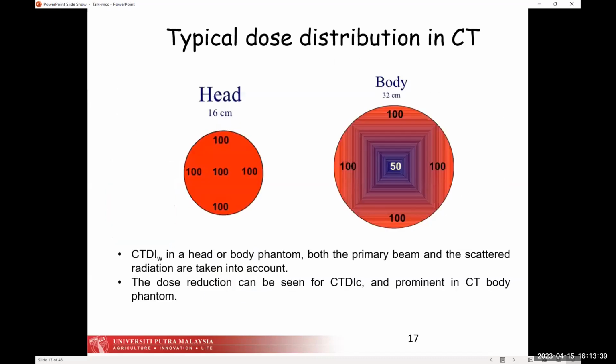This weighted CTDI value is a good representation of the typical dose distribution in a CT scan, because with the use of the phantom, we can see the primary beam and scattered radiation included in the measurements. So we can see the dose reduction, especially in the center of the phantom in the CTDI value, and it is prominent in the CT body phantom due to the Compton scattering effects of the photons.